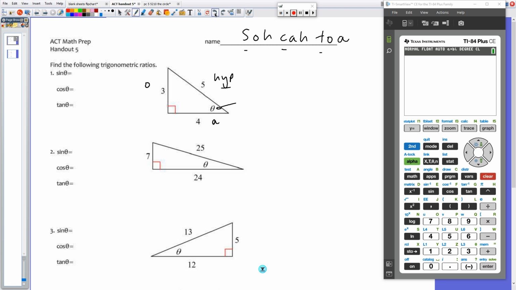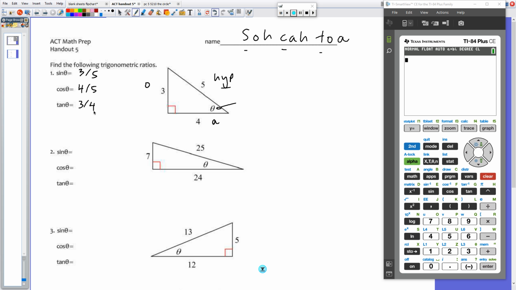But for number 1, the sine is going to be your opposite over your hypotenuse, and that will be 3/5. Cosine will be adjacent over hypotenuse, 4/5, and tangent will be the opposite over the adjacent, 3/4.